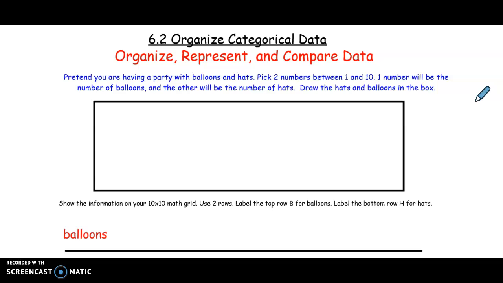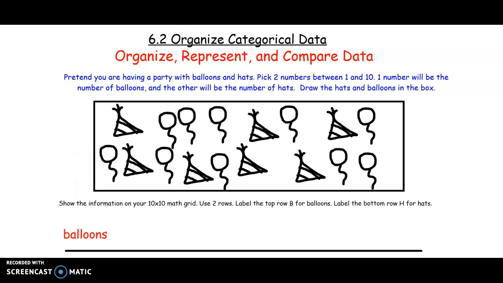So pick 2 different numbers, and then on your piece of paper, which can just be a scratch sheet of paper, we're going to draw the hats and balloons. Okay, so choose a number. I'm going to choose, let's just do 10 balloons and 7 hats. All right, so when it's all done, you will have your 10 balloons and your 7 party hats.